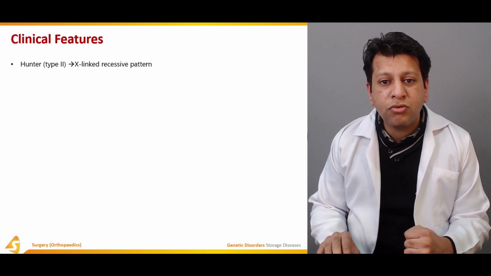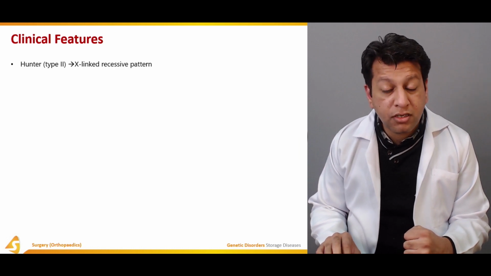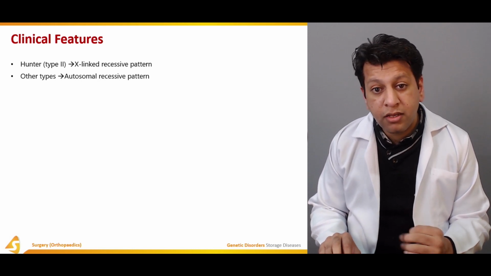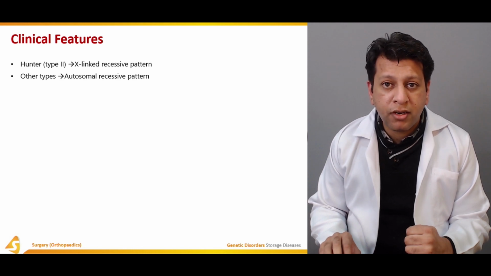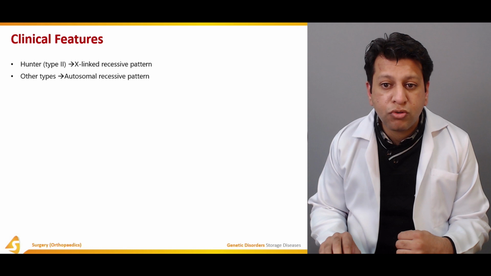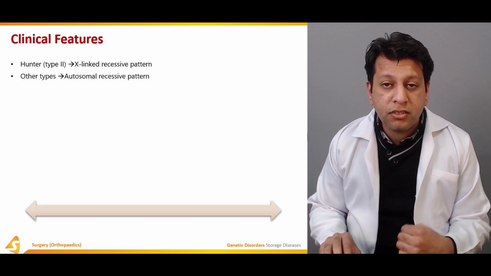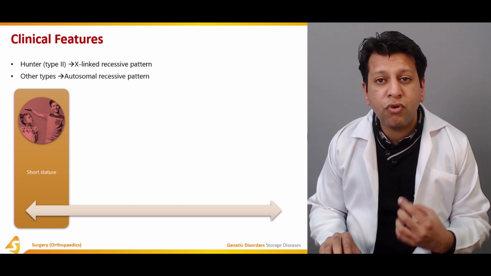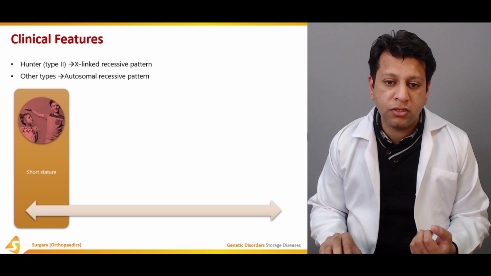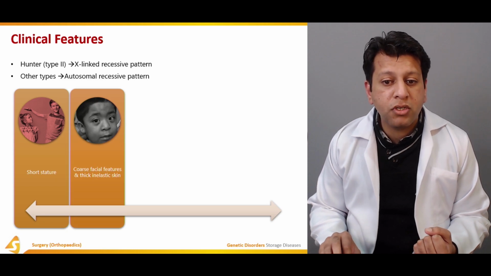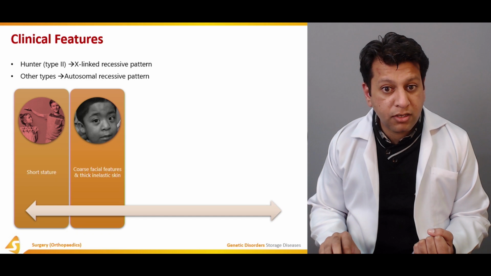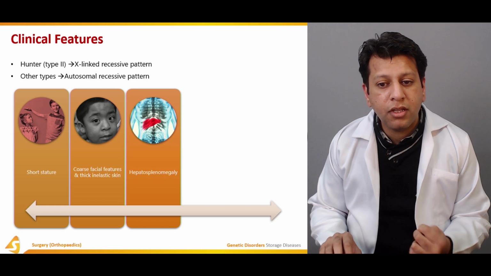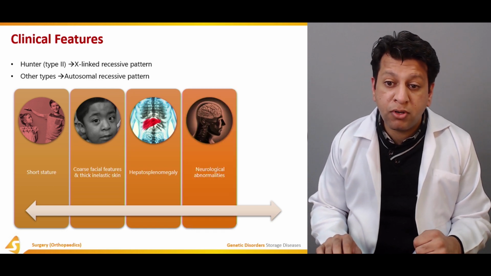Coming to the clinical syndrome, Hunter is usually X-linked recessive, that is, usually only males are affected and females are the carriers, while the other types, 1, 3, 4, 5 and 6, are all autosomal recessive, that is, both females and males can be affected. Usually the first and foremost feature is short stature. The second is coarse facial features and thick inelastic skin, especially with the Hunter type 2 mucopolysaccharidosis.